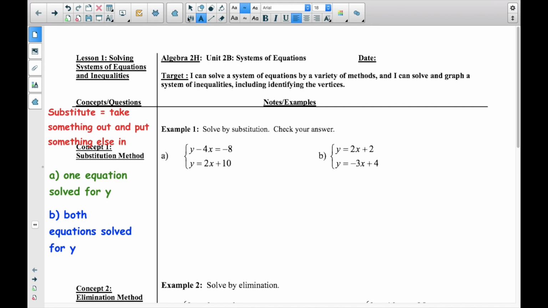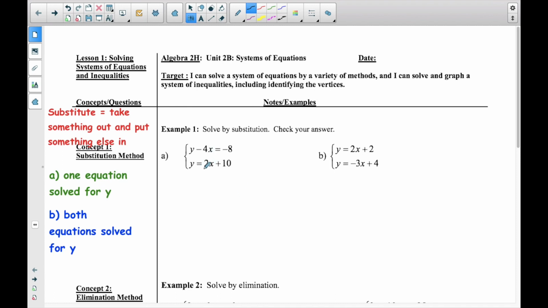If we look at these 2 examples, the difference between the 2 is that in example A one of the equations is solved for y and the other one is not, whereas on example B, these are both solved for y. And so our method for how to work them is a little bit different.